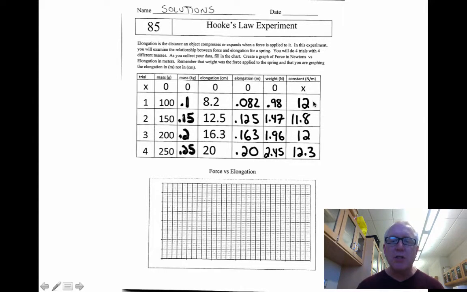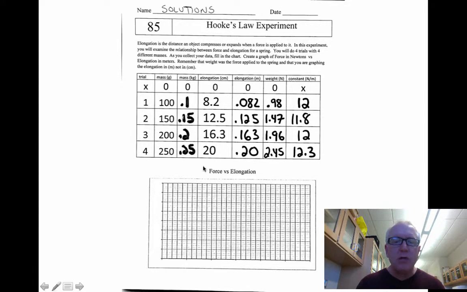And here's my constant. Your constant also was probably all around the same number. Might not have been around 12, it could have been around a different number, but all your numbers should be pretty close to each other here. Why wouldn't they be exact? Constant should stay constant. Well, that's because this is an experiment, right? So in the experiment, things could be off a little bit.